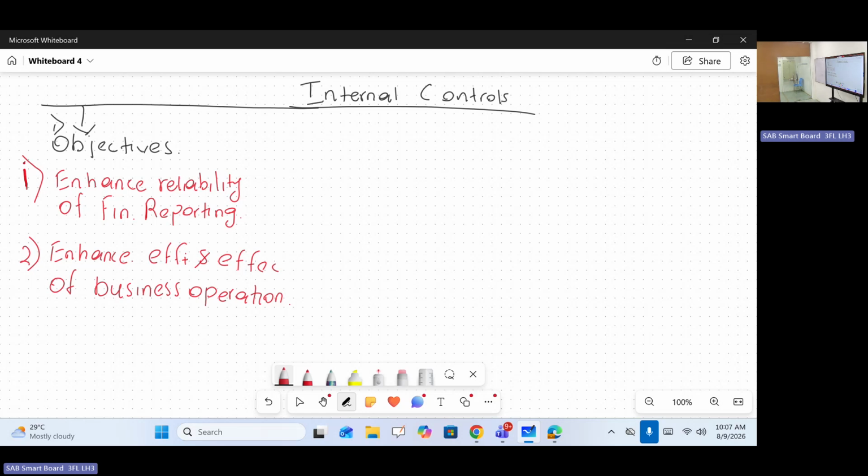For example, distribution companies or manufacturing companies. Let's say two scenarios. Number one, a manufacturing company. Number two, a distribution company. A manufacturing company has machinery as a key asset. A distribution company has vehicles as a key asset.